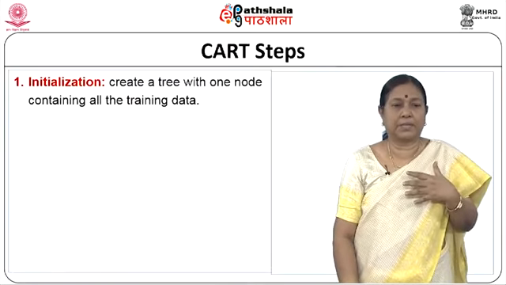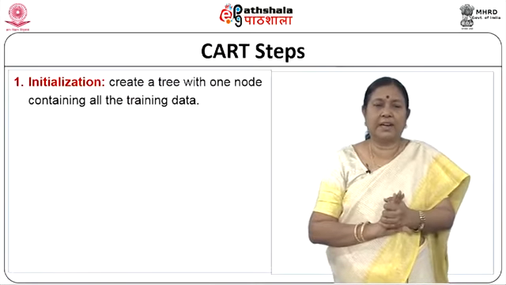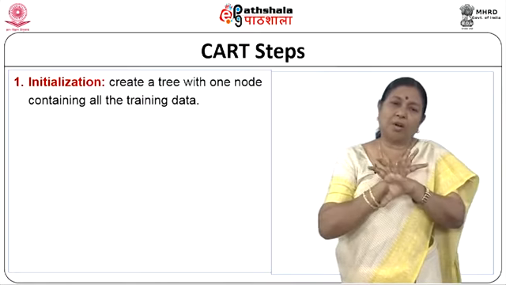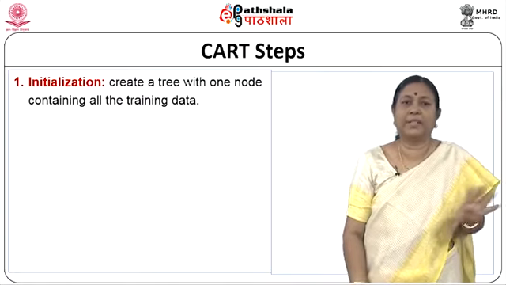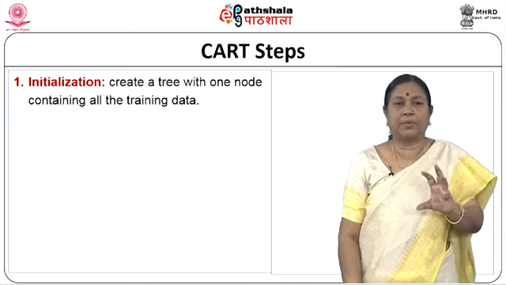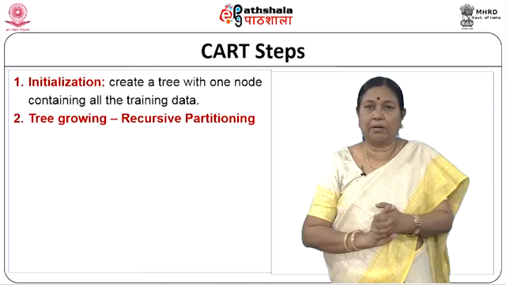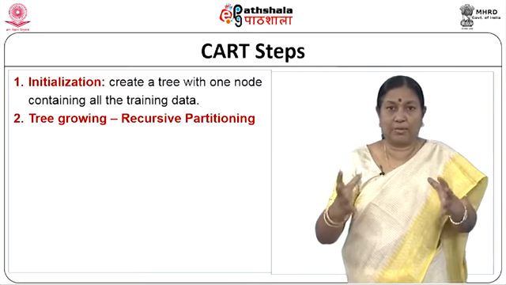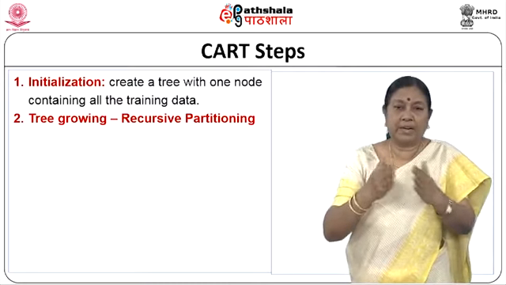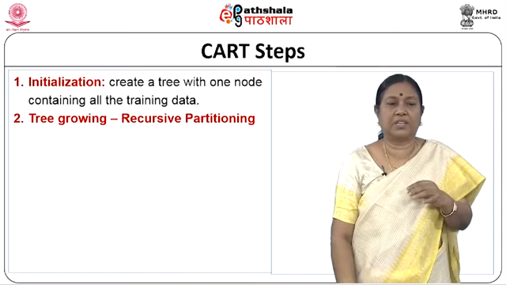Now, let us look at the steps. The first step is initialization. Create a tree with one node that contains all the training data. So, whatever the training data, everything together is put in one node. That is the initialization part. The second step is tree growing or recursive partitioning. That is, you have a large data set, you keep on dividing the data set. That is recursive partitioning.